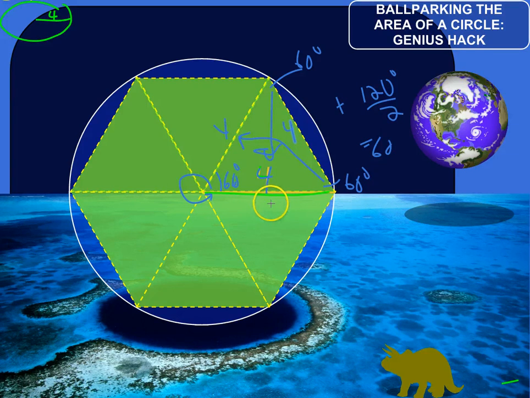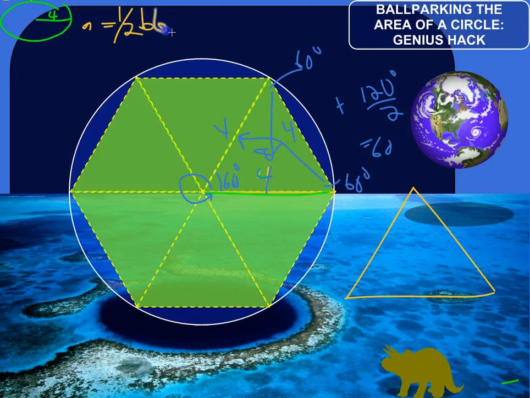All right, that's all the information I need to figure out the area of this triangle and then multiply it by 6 to get the area of this whole shape. So let's pull out this triangle and start looking at it. Let me do that down here, although this might get difficult to see. Okay, let's just look at this triangle more closely. The area of a triangle is 1/2 times the base times the height.